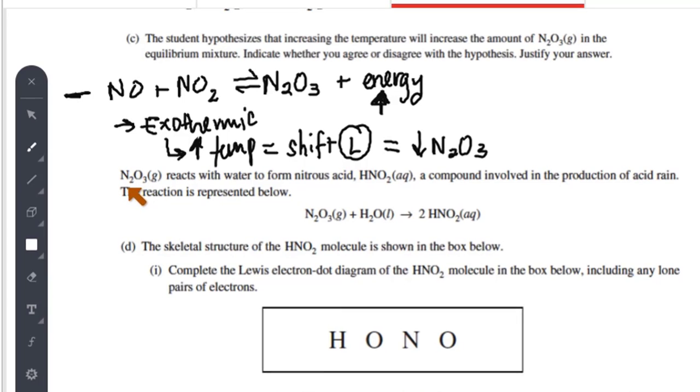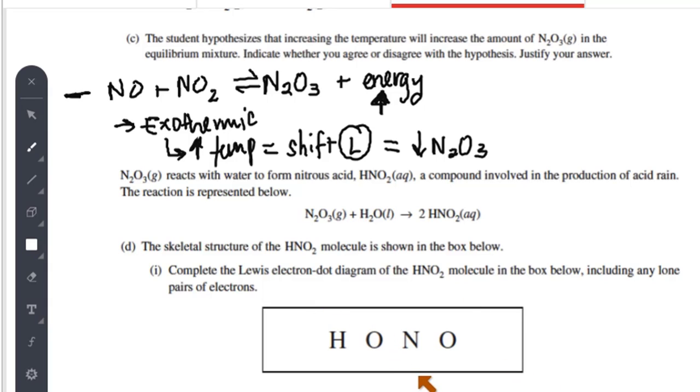So let's get started. Next, N2O3 reacts with water to form nitrous acid, HNO2 aqueous, a compound involved in the production of acid rain. In the reaction below, the skeletal structure of the HNO2 molecule is shown in the box below. Complete the Lewis electron diagram.